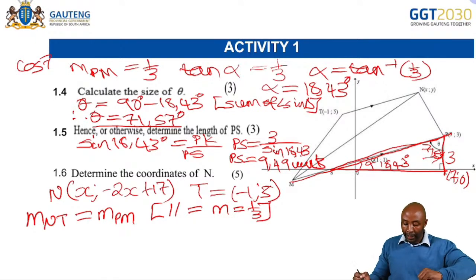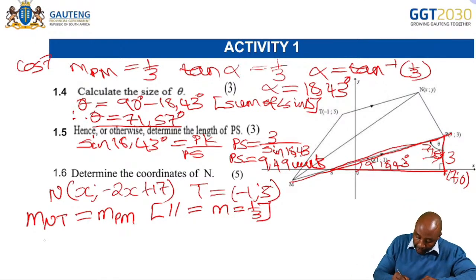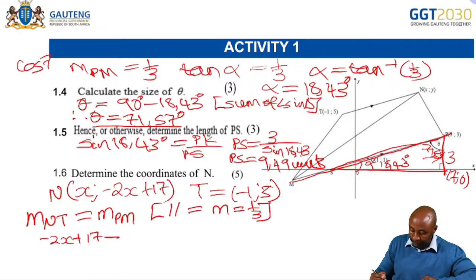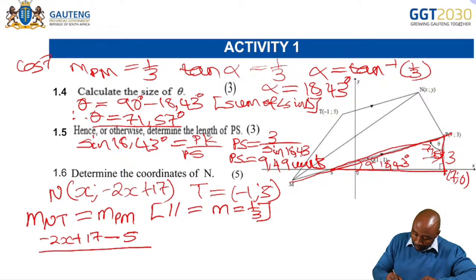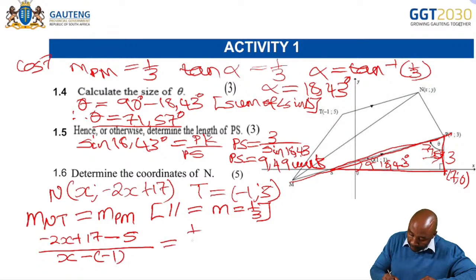I'll use the formula for gradient to help me find. My y value at N is negative 2x plus 17 minus my y value at T, which is 5, over my x value at N, which is x, minus my x value at point T, which is -1. And I will equate this to 1 over 3.